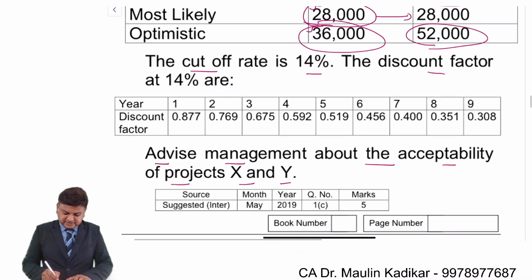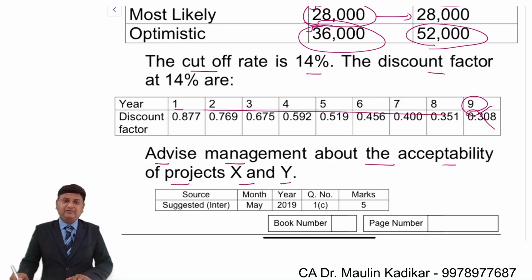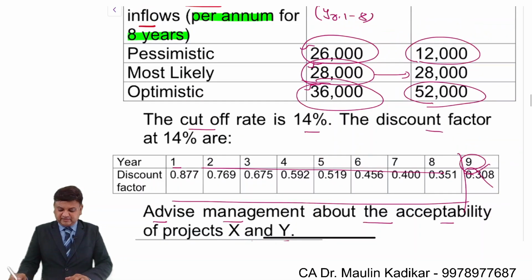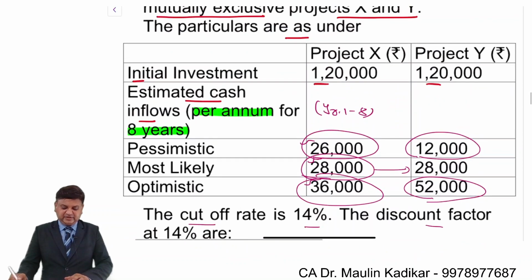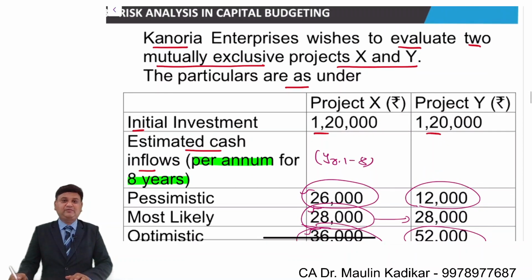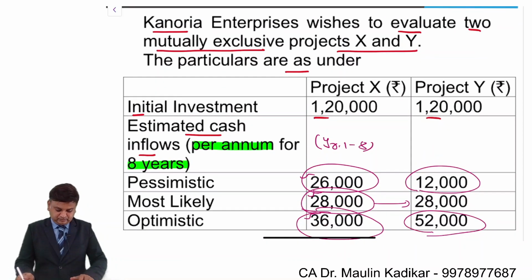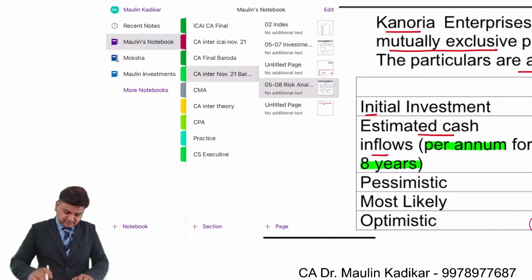And be careful, friends, this time they have provided the discounting factor for 9 years, in spite of the fact that the life of the project is only 8 years. So you have to make a summation of year 1 to year 8, and with that we are required to make the calculation of the NPV. So write an answer for the question.